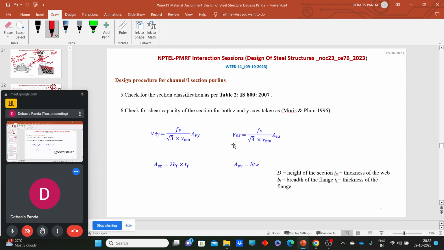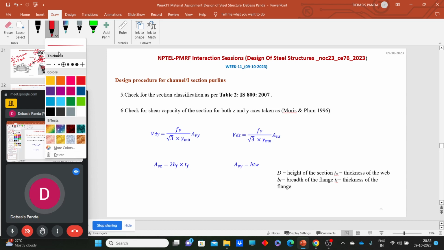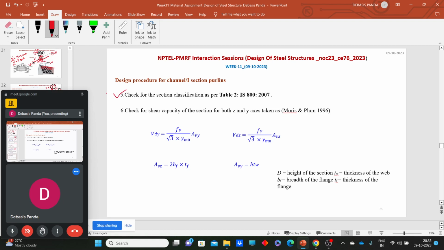Then we will select the section based on that initial B by TF value. Now we need to check which kind of section this is. We need to check the shear capacity in both the directions, because this section is subjected to loading from both the directions.